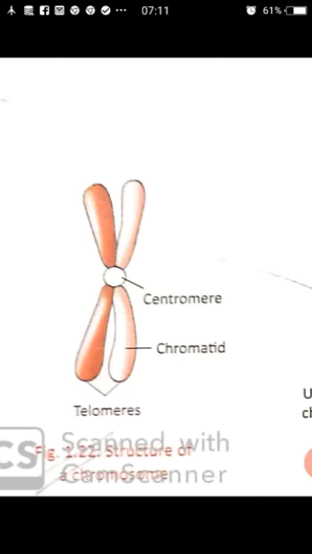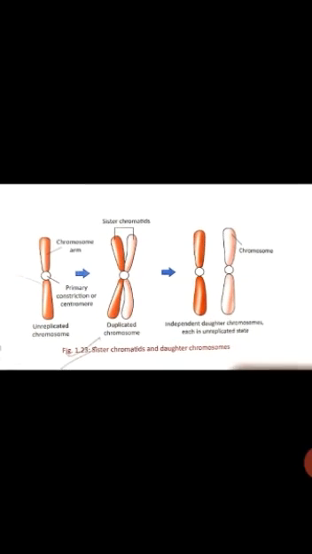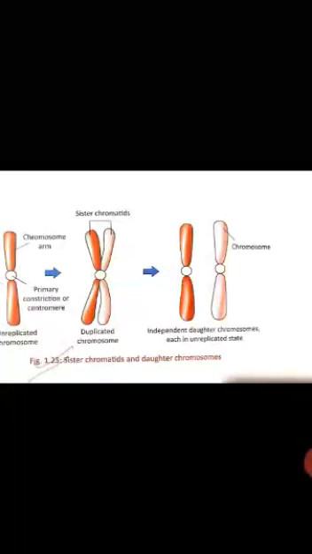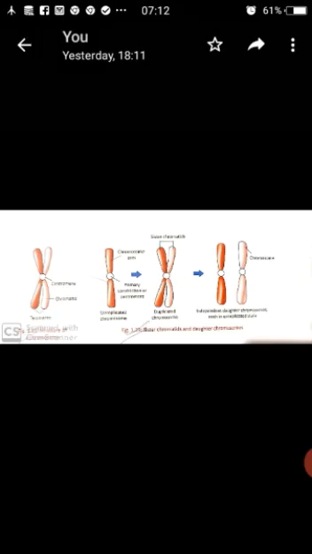At the time of cell division, both the sister chromatids separate and each of them becomes an independent daughter chromosome. Due to the separation of sister chromatids, each daughter cell contains its own genetic material. So this is how the structure of the chromosome looks.